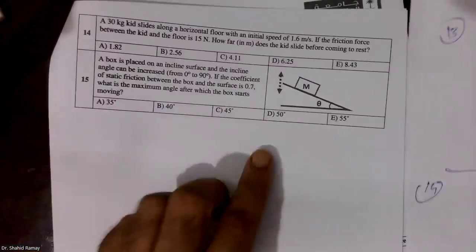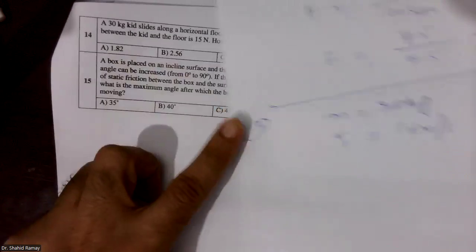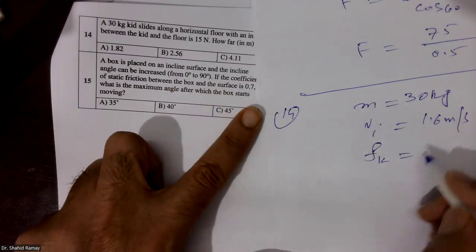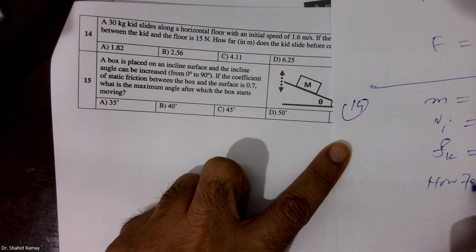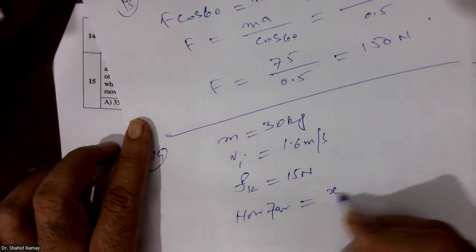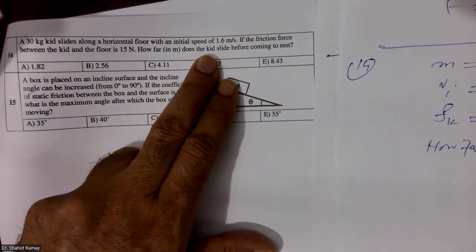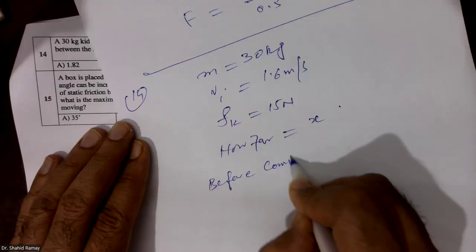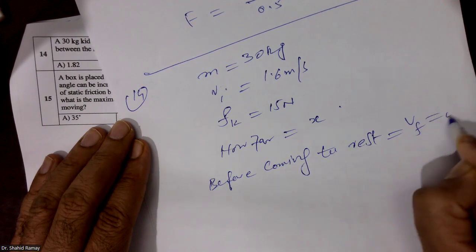This is given. The question is, if the frictional force between the kid and the floor is 15 Newton, frictional force, because it is moving, that's why it is kinetic friction, and its value is 15 Newton. How far? How far means you have to find the distance x. Does the kid slide before coming to rest? Before coming to rest means VF is equal to 0.